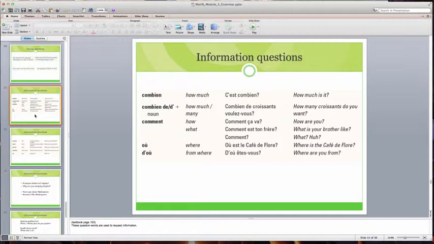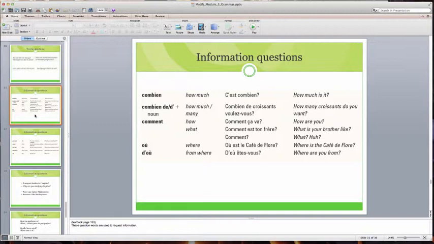To ask how or what, we say comment. If you want to ask someone you didn't understand something, you want to say huh or what, we say comment. To ask someone's like, we ask comment est-il? How is he? What's he like? Comment ça va? How are you?